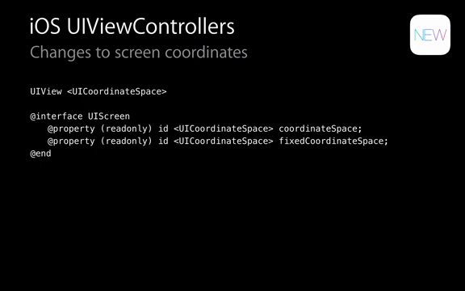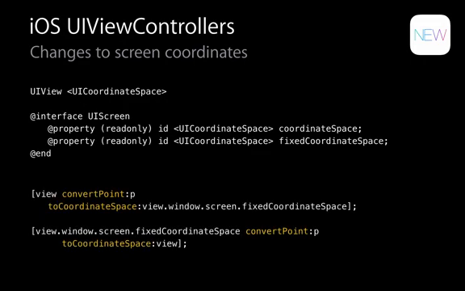UIScreen now has grown a couple of properties that vend two different coordinate spaces. One is the default interface-oriented coordinate space, and the other is the old portrait fixed coordinate space. So if I wanted to convert to and from that fixed coordinate space, what you effectively do is you grab that fixed coordinate space off of the window's screen, and you can convert to and from views.